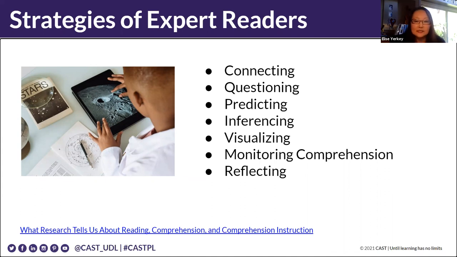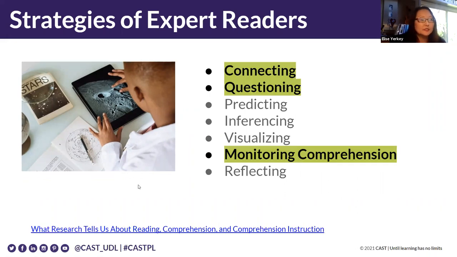We will, in some sense, talk about all of them, but we're really going to focus on the three that we mentioned on our goal slide, a couple slides previous. And those are, again, connecting, questioning, and monitoring comprehension. There is a link to the article if you wanted to read a little bit more about that research, but it really just talks about how we understand reading comprehension as shifting from a set of skills such as decoding and fluency to really encompassing abilities, skills, and cognitive processes.